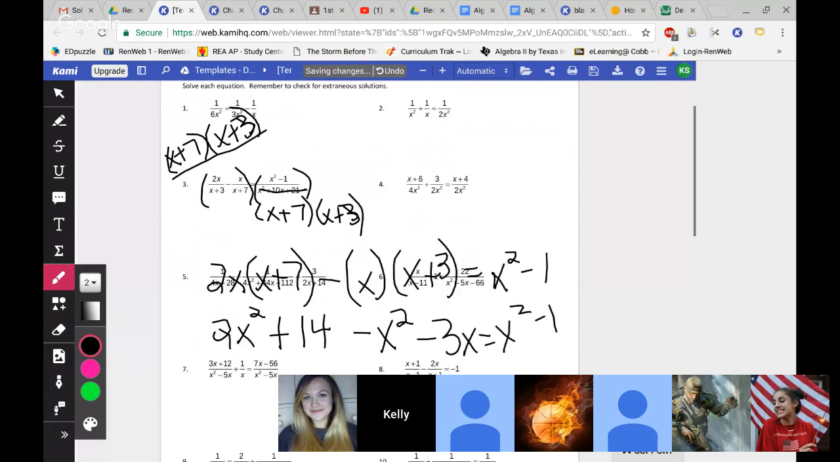Now I'm going to combine like terms. I've got 2x squared minus x squared, which gives me x squared. And then I don't have anything else on this side to combine my 3x with, so I'm just going to bring it down. And then I've got a plus 14x equals x squared minus 1. Sorry, that's a little messy. And then I'm going to bring my x squared over by subtracting x squared from both sides. That's actually going to make those cancel. And that's going to leave me with a negative 3x on this side. And I'm going to bring my 14 over to the other side by subtracting it from both sides.